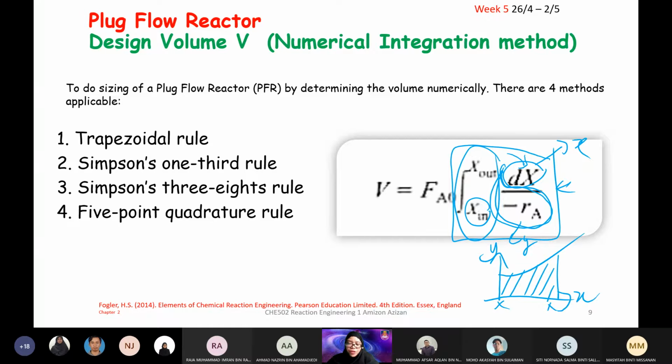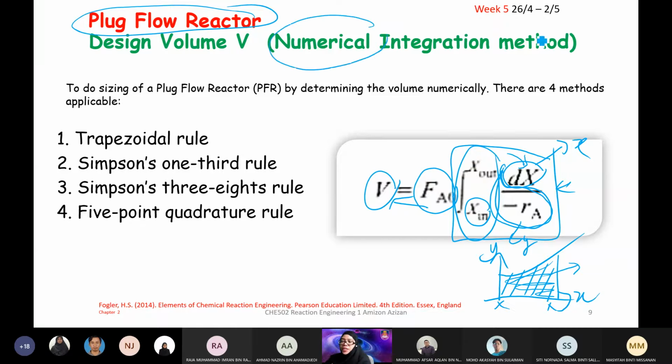Yeah, you're actually determining the area under the curve. Yeah, so to find the volume, simply knowing the area under the curve times the FA naught, that will give you the volume for the plug flow reactor. So this is what we call as numerical integration method. And for that, simply numerical integration method, it has 4 specific methods.